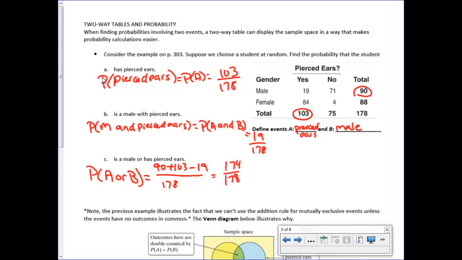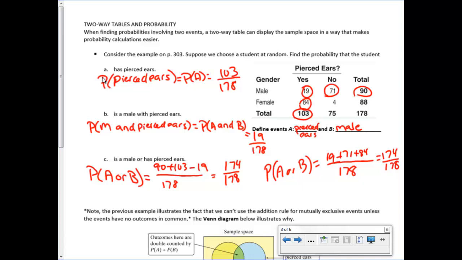Some people are like, well, Ms. Rupp, couldn't we just have done this? You could also say probability of A or B equals this. We've got a 19, we've got a 71, and we've got an 84. Can't we just go 19 plus 71 plus 84 and divide by 103? That gives you the same thing when you add those three numbers together. Whichever way makes more sense. 178 there. Yeah, good catch.